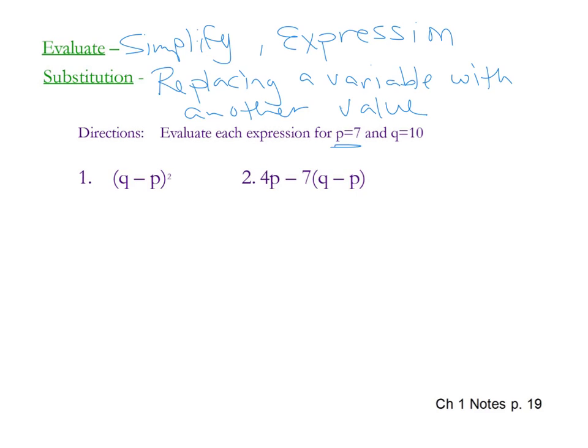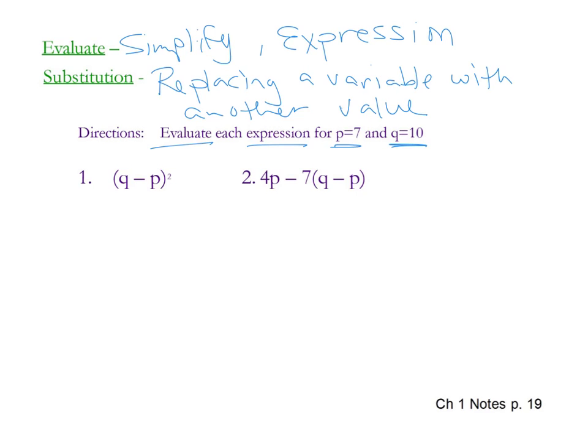So in this one, it says we're going to evaluate each expression. Where are we evaluating? Because they're expressions. There's no equal sign. You solve equations. You evaluate or simplify expressions. All right, and we're going to do Q equals 10.